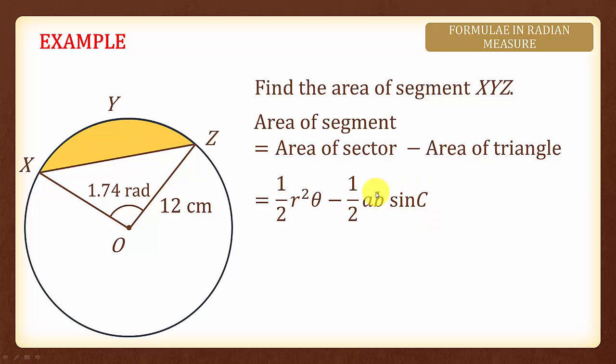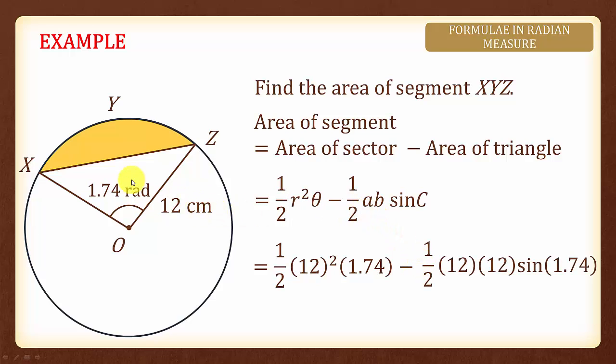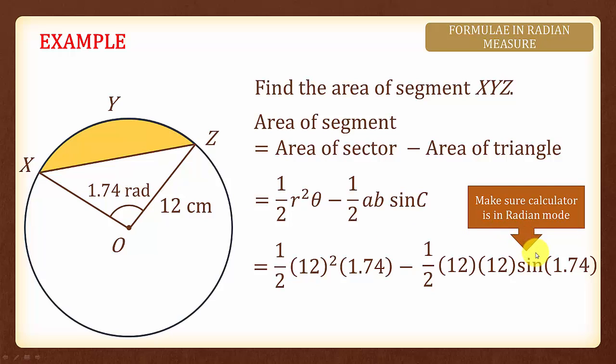Now, since we have sine here, do remember to change your calculator to radian mode. Substituting in the values, we will have half times 12 square times 1.74 minus half times 12 times 12 times sine 1.74. And once again, make sure the calculator is in radian mode. And this will give us 54.3 square centimeters rounded off to 3 significant figures.